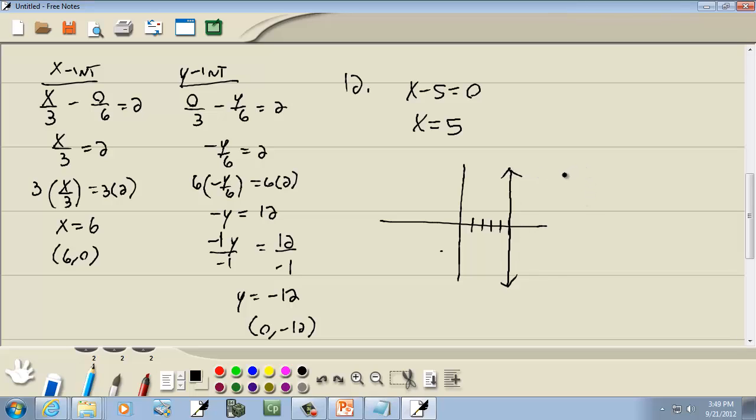And now let's answer the question. Your x-intercept is where it touches or crosses the x-axis, which is at 5. You can write it that way or do 5, 0. Now your y-intercept is where it touches or crosses the y-axis. And this one doesn't touch or cross the y-axis, so it would be none.